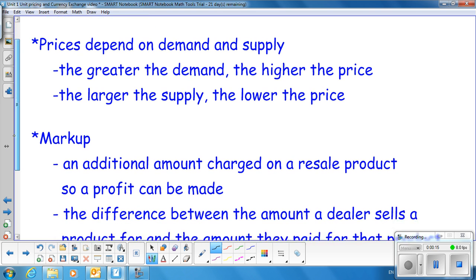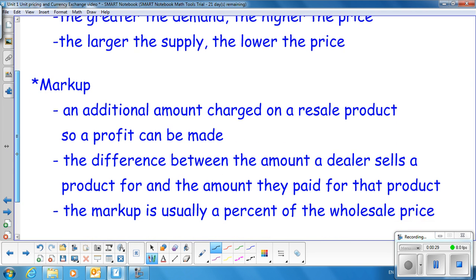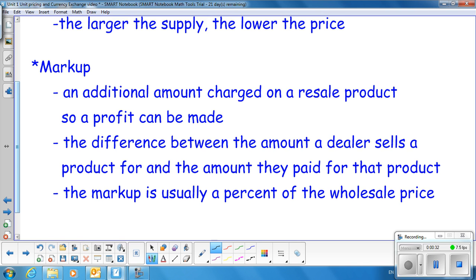We need to look at something called markup. Markup is an additional amount charged on resale products so that a profit can be made. It is the difference between the amount a dealer sells a product for and the amount they paid for that product. The markup is usually a percent of the wholesale price.